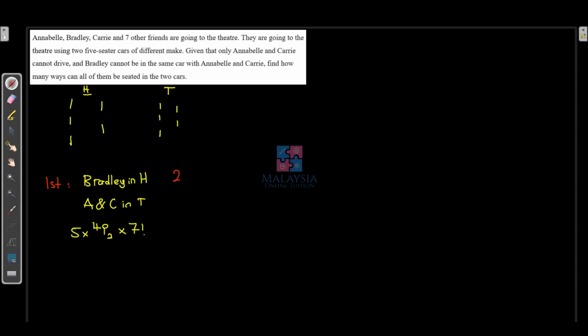For the second case, Bradley can be in car T, and Annabelle and Carrie in H. The same thing, we are going to have 5, meaning Bradley can sit in any of the 5 seats, including the driver's seat. In car H, Annabelle and Carrie can only sit in the 4 seats, except the driver's seat. So we have 4P2 again. And for the remaining 7 friends, no restriction for them, 7 factorial.